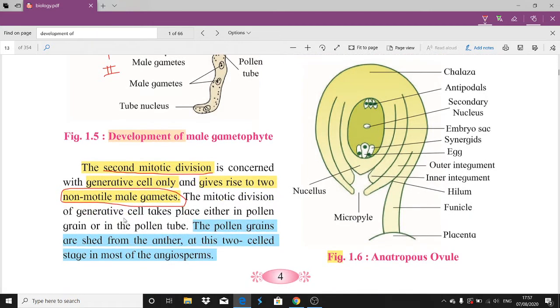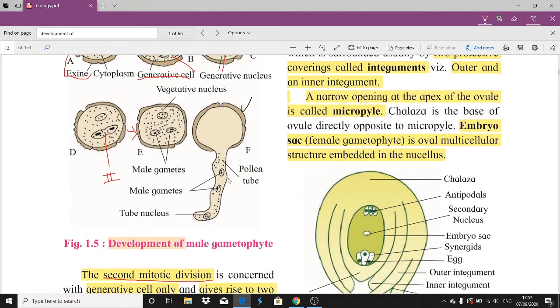So the mitotic division of the generative cell takes place either in the pollen grain or in the pollen tube. The pollen grains are shed from the anther at this two cell stage in most of the angiosperms. When the two male gametes are formed inside the cell, they move out with the help of this tube nucleus. This pollen tube is helpful to carry these male gametes to the ovule, where we are interested in the fertilization.